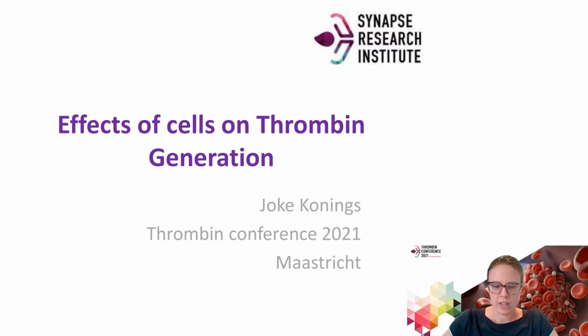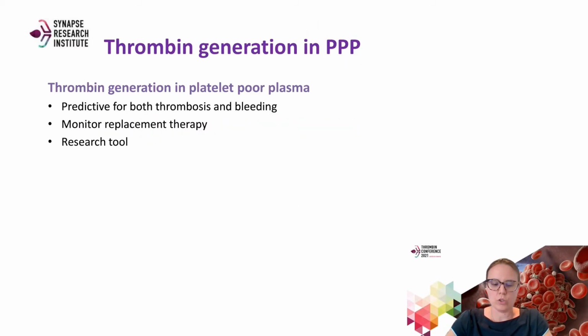Good afternoon. Today I would like to talk to you about the effects of blood cells on thrombin generation. So, thrombin generation is most commonly measured in platelet-poor plasma. The clinical utility of thrombin generation in PPP has been shown in many clinical studies.